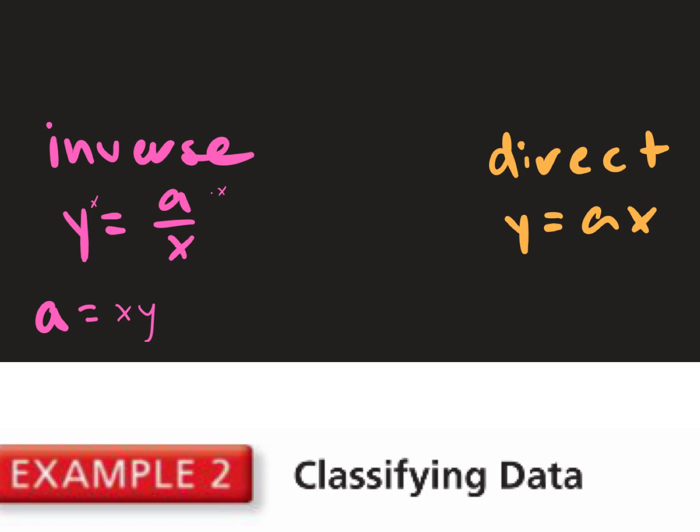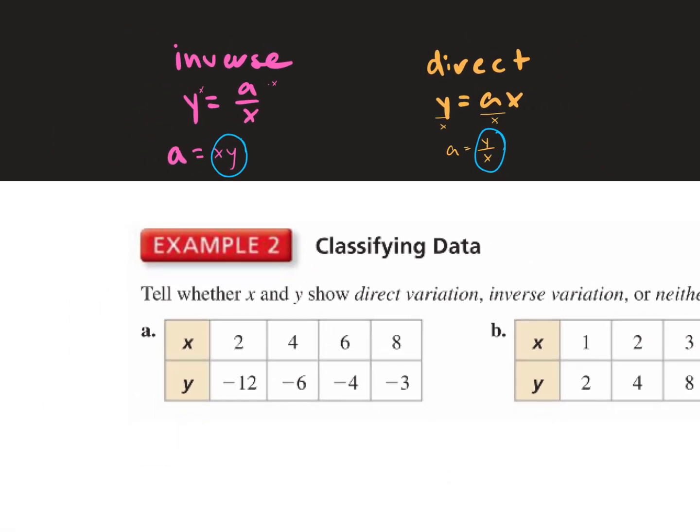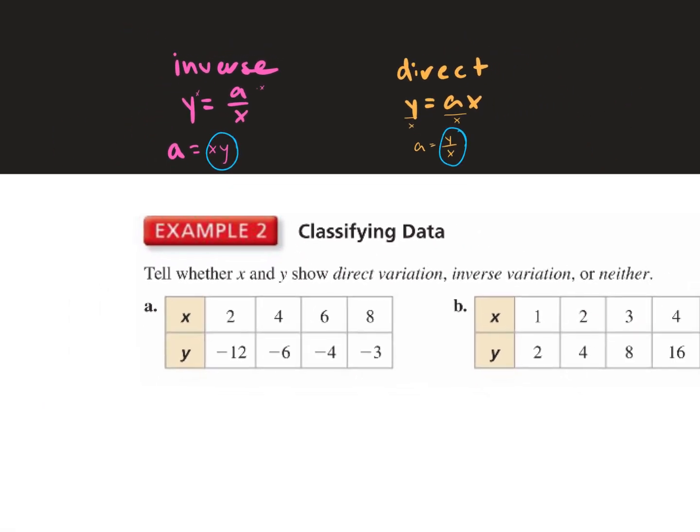For direct variation, I want the a all by itself. So how would I solve for a here? Divide by x. So a is equal to y over x. Now we're going to use the constant parts, so these two, to determine if it's going to be inverse or direct variation or neither. I'll answer your question in a second.